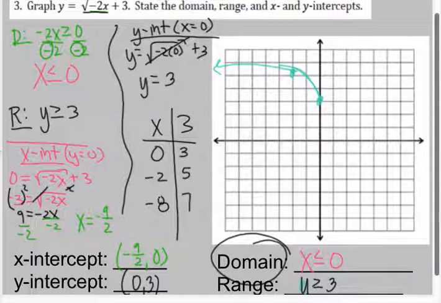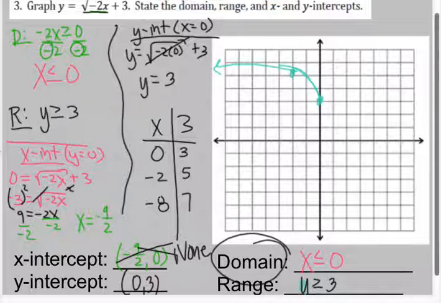Oh, and I made a mistake. Because look at this. Will I ever have an x-intercept? I will not ever have an x-intercept. So in this case, this is a none. There will never be an x-intercept. Okay.